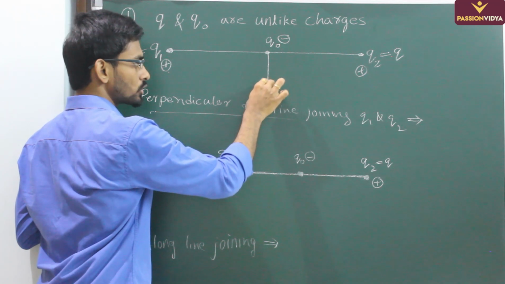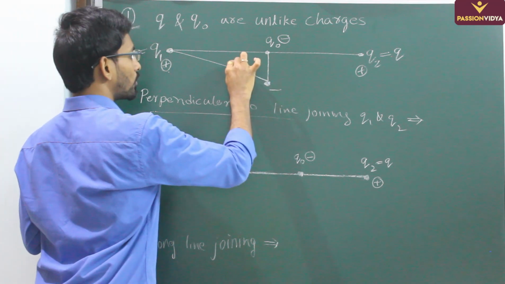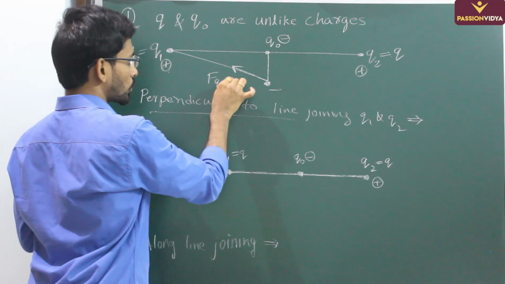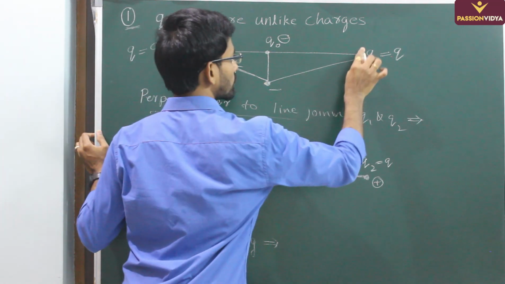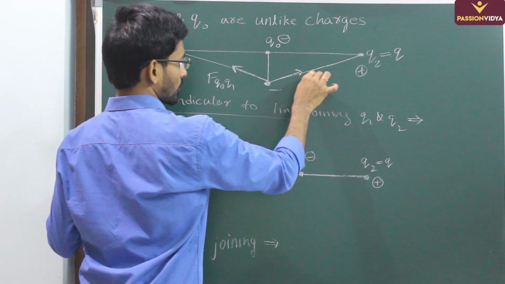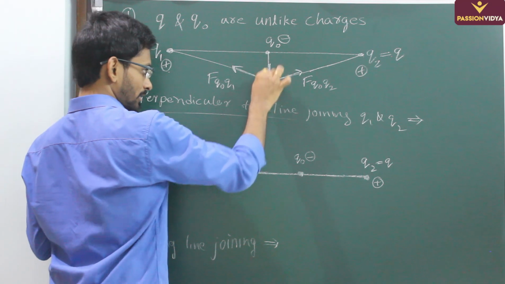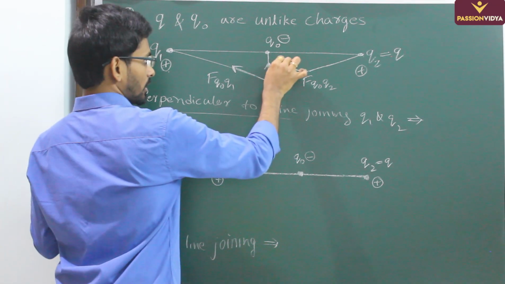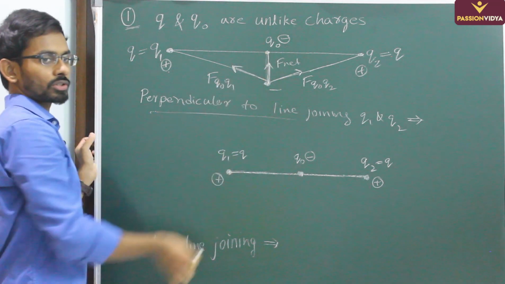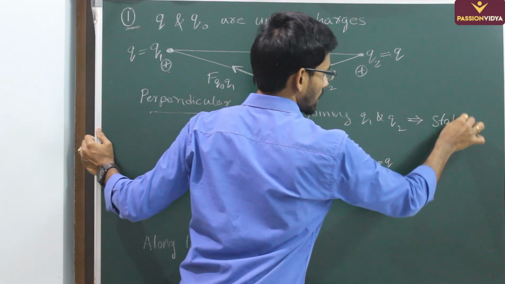So if you move perpendicular to the line joining, now this is negative charge, so there will be an attractive force. So there will be a force on this one in this direction. So this is F, force on q naught due to q1. And here also these two are unlike charges. So the force will be in this direction, force on q naught due to q2. So the resultant of these two forces will be vertically upwards, F net. Now when you displace it down, the net force is upwards, means it is trying to go back to the equilibrium position. It implies it is stable equilibrium.